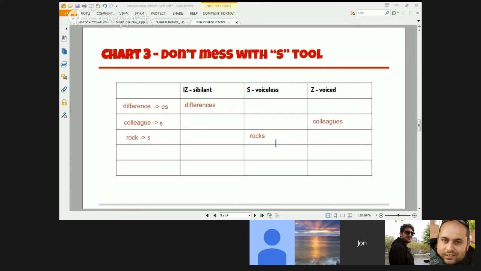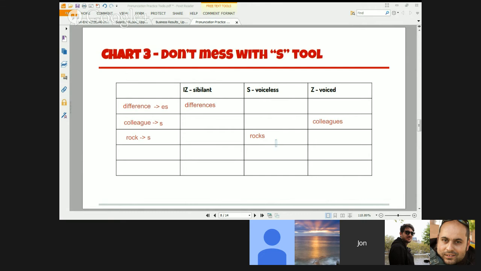Differences. Differences. But be careful. First syllable. Differences. Yeah, but you're putting the stress on the third syllable. You're saying differences. It's not differences. First syllable. La sílaba tónica. Primera sílaba. Differences. It's better. Be careful with the third. The third is quiet. Differences. It's better. Okay. Next word. Colleagues.